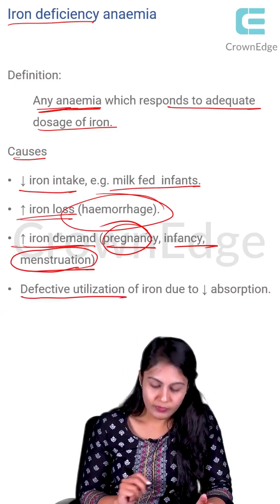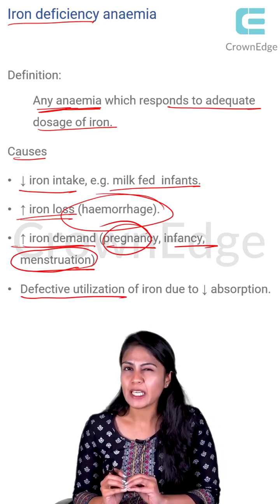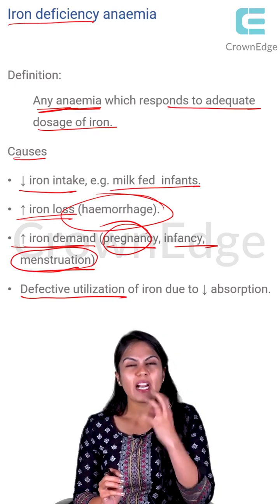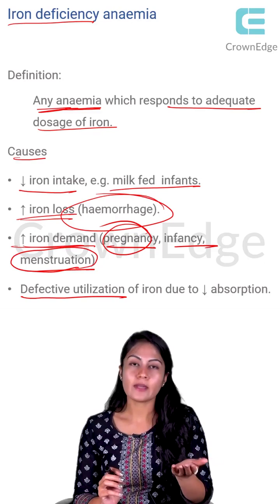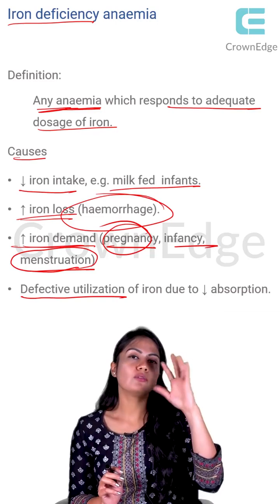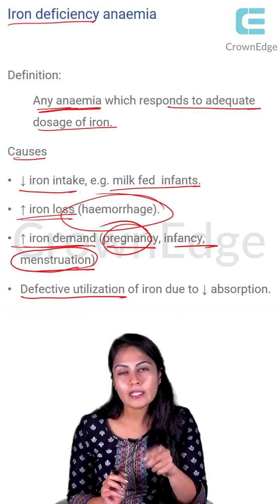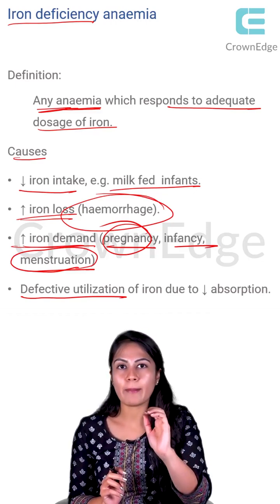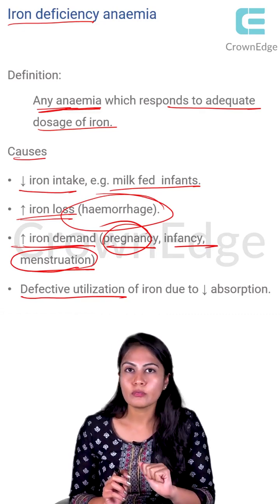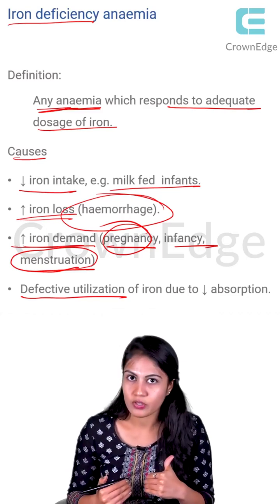Then defective utilization. If you are giving proper iron to a subject, but the blood is not able to use that, right? Suppose in your account you have a lot of money, 2-3 lakhs or something like that, and you want 20,000, but your card is blocked, the ATM is blocked, your app is not working. What are you going to do? You're not able to use it. Again, a similar thing happens in iron deficiency also.